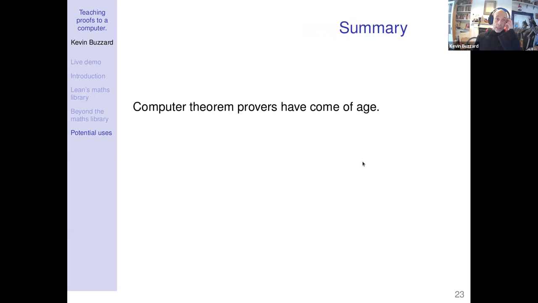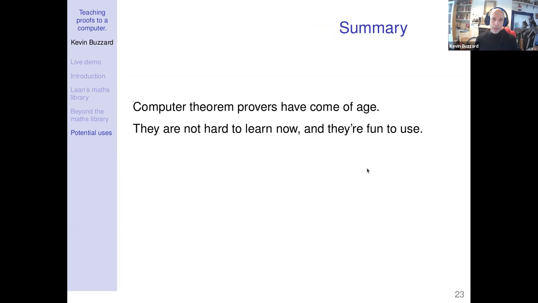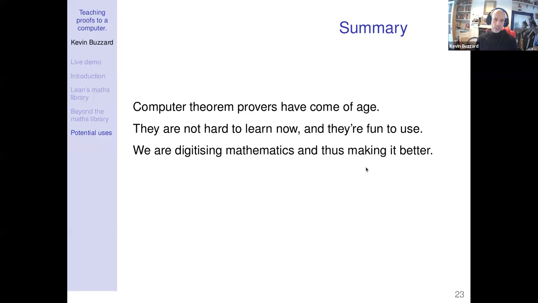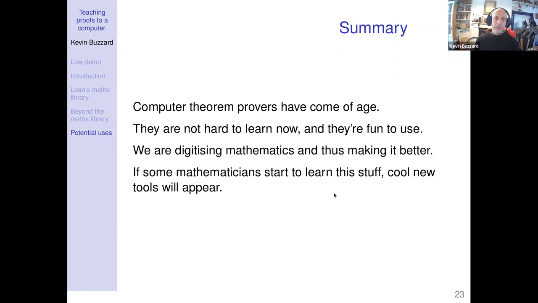So the summary is that computer theorem provers can do what we're doing. Maybe more slowly, and maybe you have to learn them. Maybe it's harder work, but they are a lot of fun. And I think their importance will only increase over time. We're digitizing mathematics. And as far as I'm concerned, that means we're making it better. We're making it more flexible. We're making it comprehensible to computers.